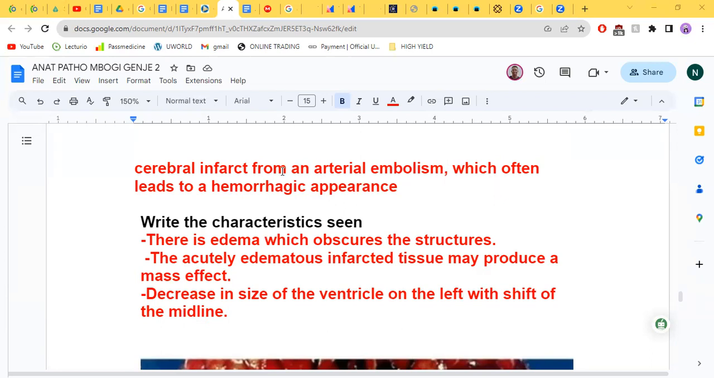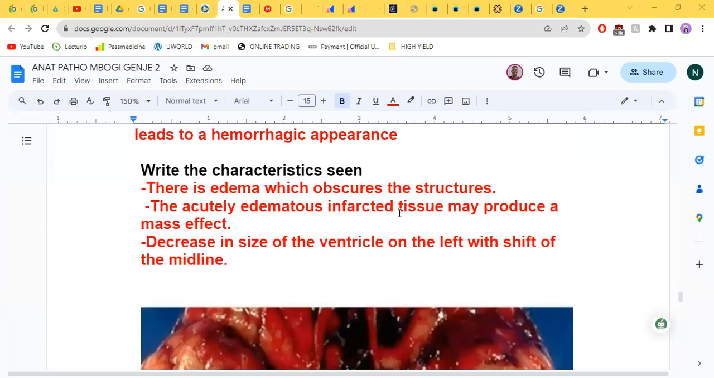They produce a mass effect, and we saw that by the midline shift. And there's decrease in size of ventricle on the left with a shift of the midline. We were also told about the ventricle. So you guys actually saw everything that will point you out to the diagnosis, which is awesome.